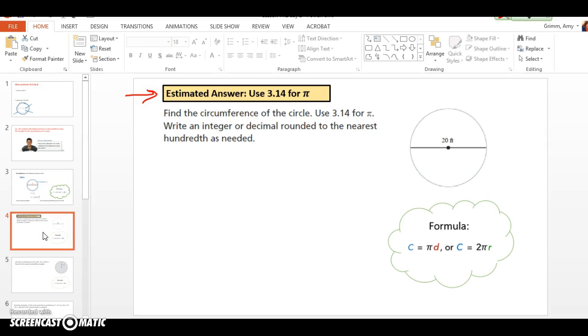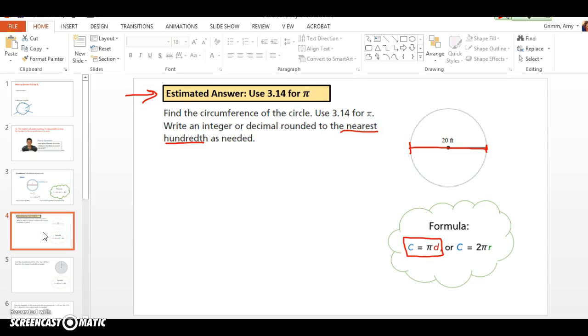It says find the circumference of a circle. Digits is going to say use 3.14 for pi. Write an integer or decimal rounded to the nearest hundredth as necessary. You all know if you do it wrong, Digits will count it wrong. So you have to read. All right, so here's our formula. Right now we know the diameter. So that means we're going to use this formula because it has diameter in it.